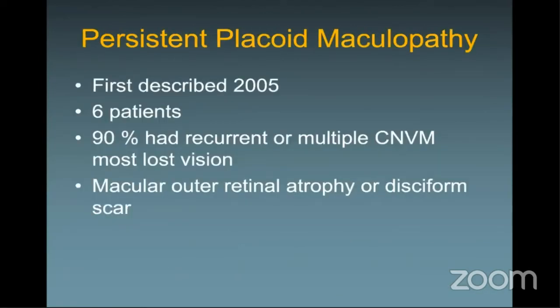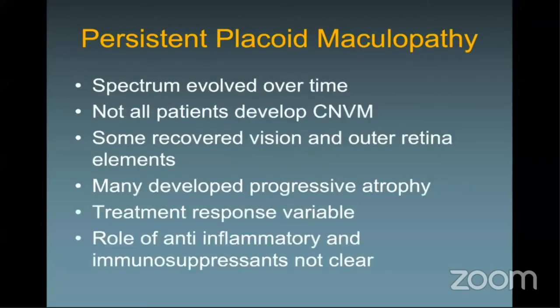Unlike the previous examples, persistent placoid maculopathy was first described in 2005 in 6 patients by Larry Nuzzi, Lee Jampol, and colleagues, and they saw that many of the patients had recurrent multiple CNVMs and most lost vision. There was significant macular outer retinal atrophy or disciform scar, which caused significant visual loss in both eyes in most of these patients. However, from the time of the initial description, the spectrum has evolved. We now know that not all patients develop CNVM, and some can recover good vision if you catch them early enough and they do not have very severe disease. Many of them develop progressive atrophy and disciform scarring. The role of anti-inflammatory and immunosuppressants is not clear.